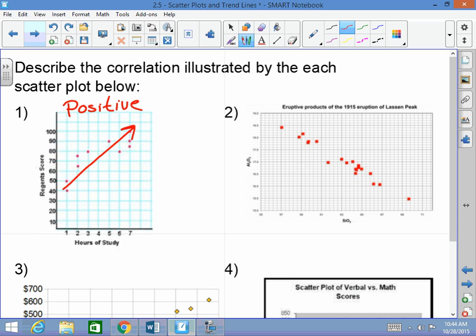Yes, sir. When you start the trend line, do you start from the first? I'm going to show you how to do a trend line in a second. I'm just making sure that you guys know how to determine if it's positive or negative.